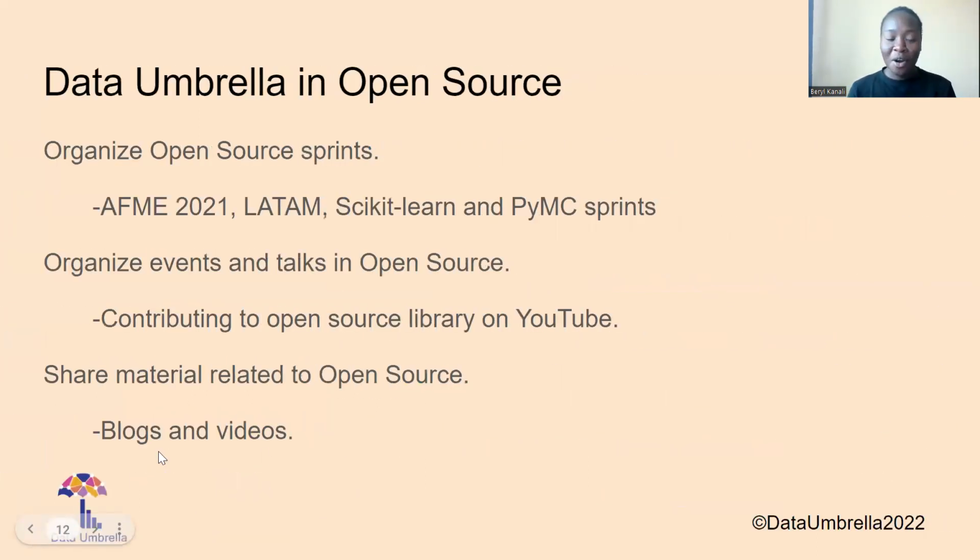Now, what have we done in the open source, or what do we do in the open source? So in the open source space, one of the ways we also contribute to open source as Data Umbrella is organize open source sprints. So we have done an African and Middle East sprint, 2 of them. We have done a Latin America sprint. We have done Scikit-learn and PyMC sprints.